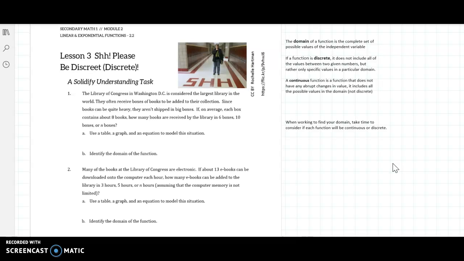Question 1. The Library of Congress in Washington, D.C. is considered the largest library in the world. They often receive boxes of books to be added to their collection. Since books can be quite heavy, they aren't shipped in big boxes. If, on average, each box contains 8 books, how many books are received by the library in 6 boxes, 10 boxes, or n boxes? Use a table, a graph, and an equation to model this situation.